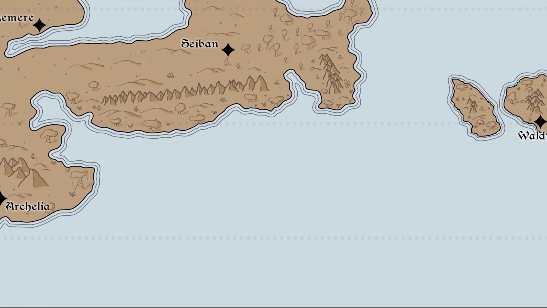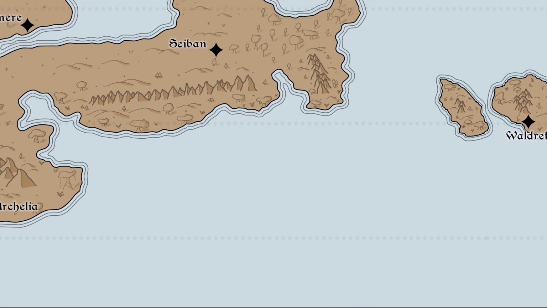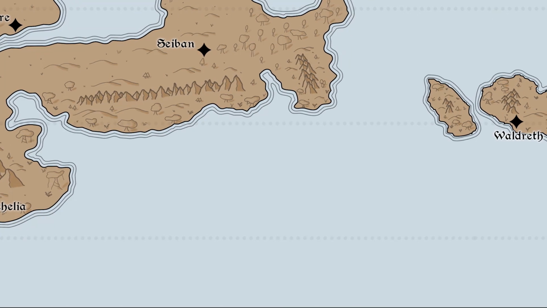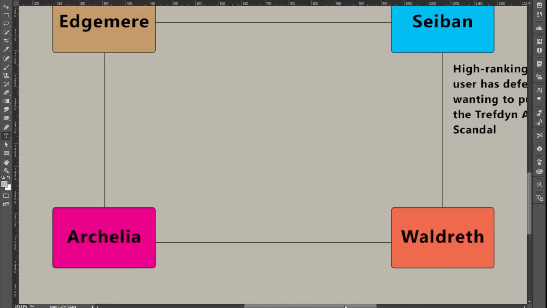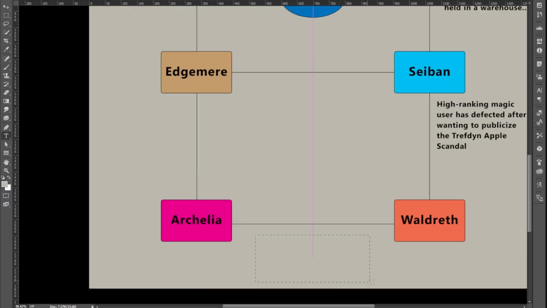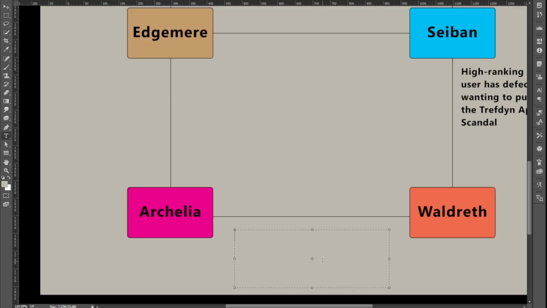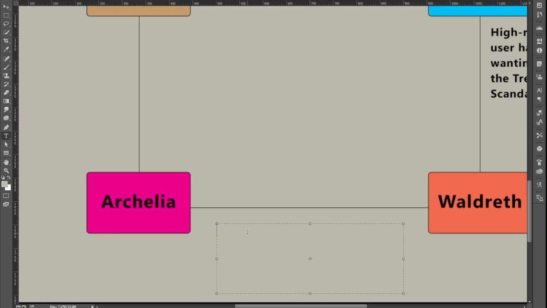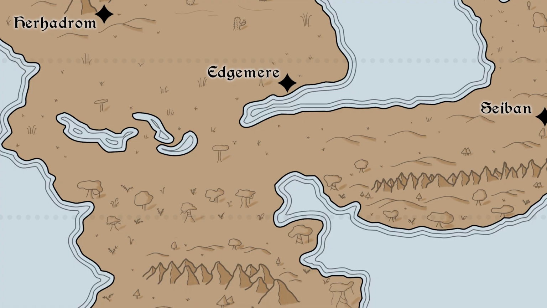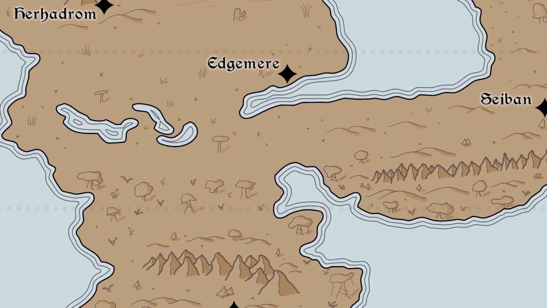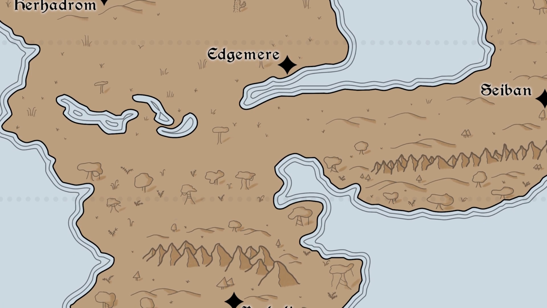The city's new, idealist leanings have brought it more in line with the liberty-focused members of the Waldreth Council of Elders. This evolution, along with Archelia's newly developed maritime technology, has caused the effective distance between the two capitals to shrink significantly. Optimists in both cities see allyship in the future, while the less hopeful among them are preparing for war. To the north, in the windswept wilds, the rulers of Edgemere are growing restless.